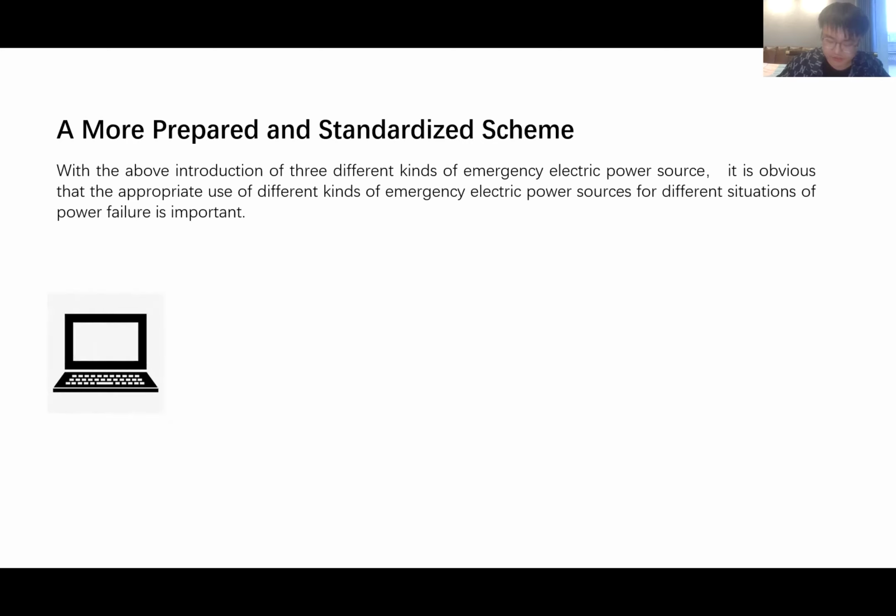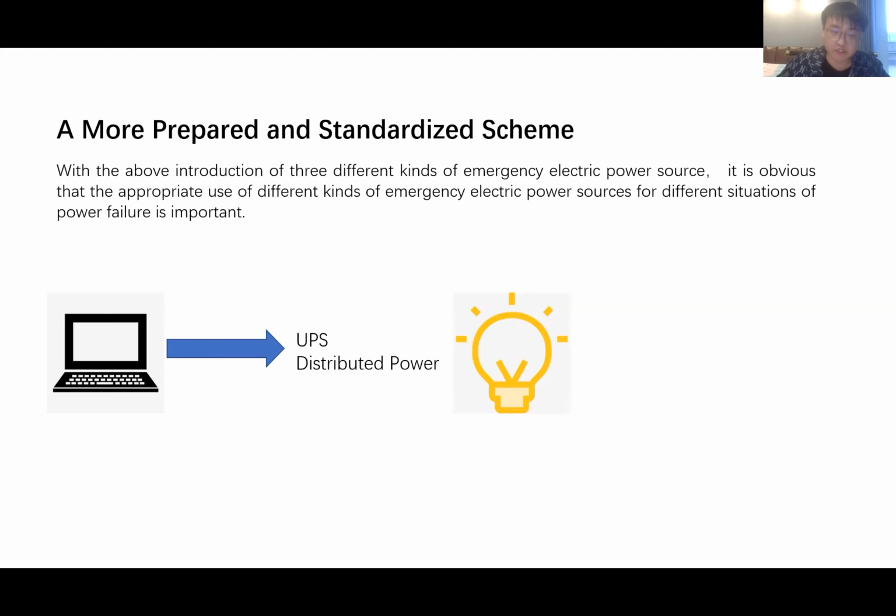Facilities like hospitals and IT companies, which contain electrical equipment related to life safety and important data, should use distributed power, which uses UPS as the emergency electrical power source. Facilities which contain first-class load electrical equipment can still use distributed power, but the emergency electrical power source should be replaced with EPS, since it has less cost and a longer lifespan.